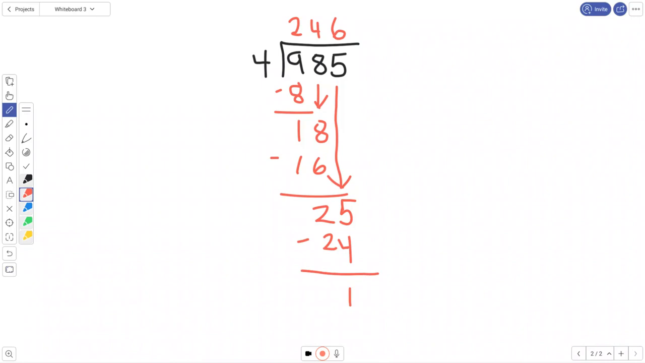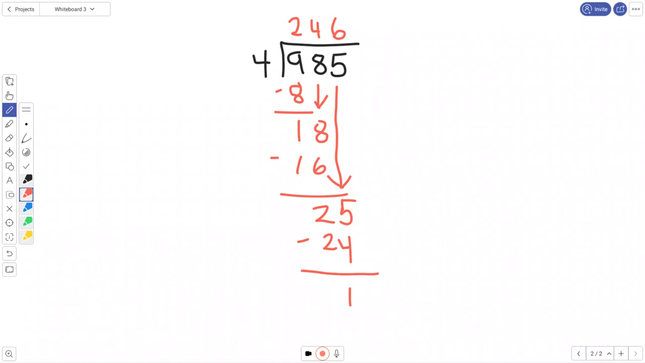So typically, this is where we've stopped. We've just said, okay, the answer is 246, remainder 1. But now, I'm going to show you that we can actually keep going and create our answer into a decimal. All right, so we can break apart that remaining 1 that's left over into some even parts as well.